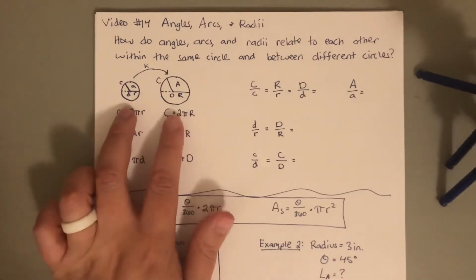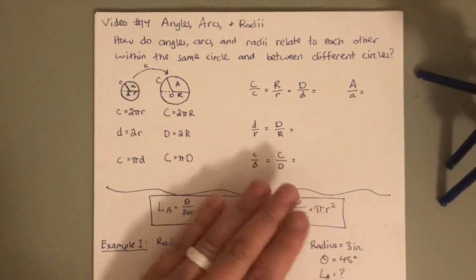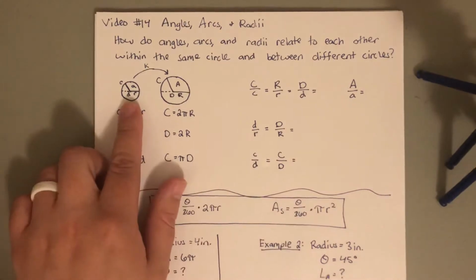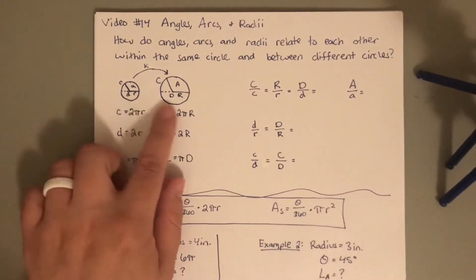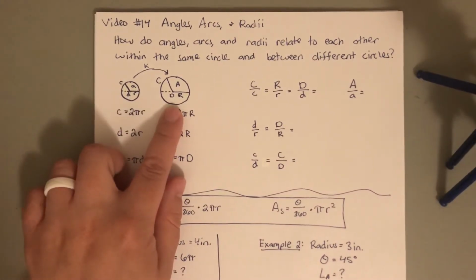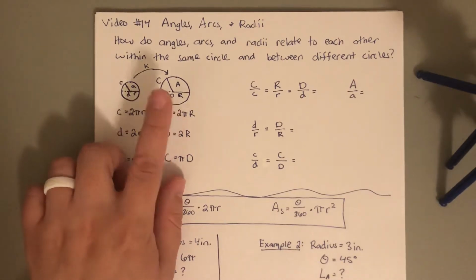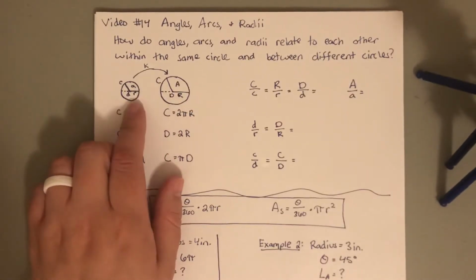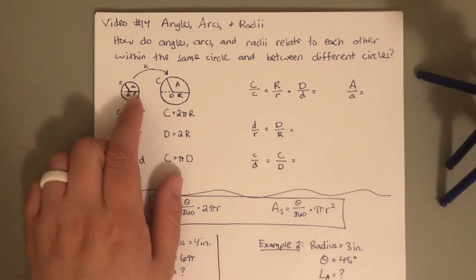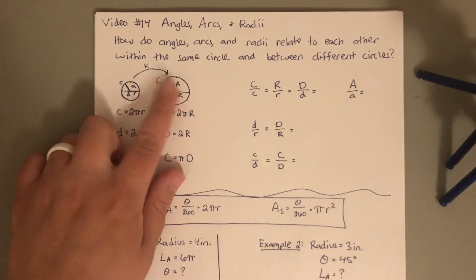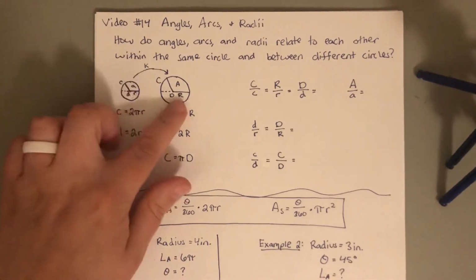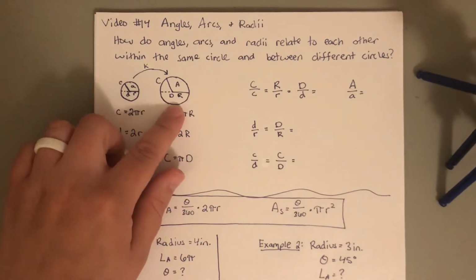And notice that there's a bunch of different dimensions labeled with letters. And in the littler circle, they're all lowercase letters. And in the bigger circle, they're all uppercase letters. Also, the bigger circle is a dilation of the first or the smaller one with a scale factor of k. So you take everything here, you multiply it by k, and you get everything here, almost.